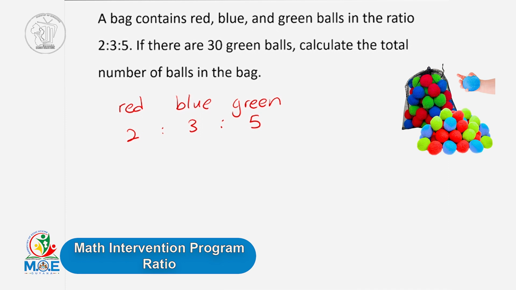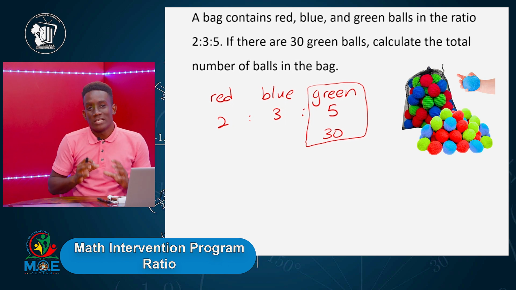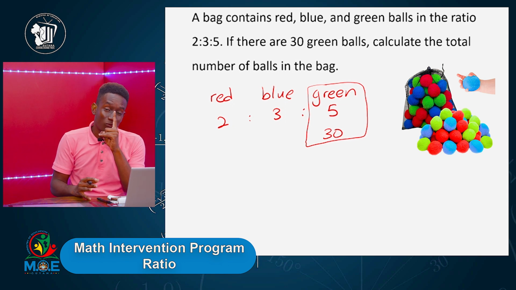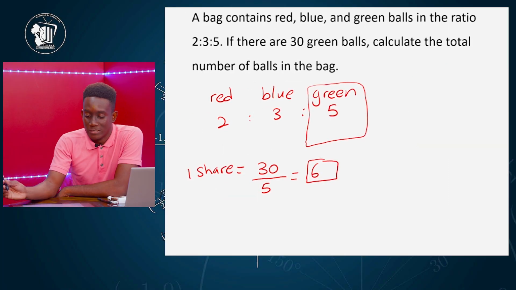This 30 is shared among 5. Remember, the most important thing for ratio is to find the value of 1 share. From the time you can find the value of 1 share, you can answer any question as it relates to ratio. So we take the 30 and divide it by the 5. 30 divided by 5 is 6, so 1 share represents 6 balls.